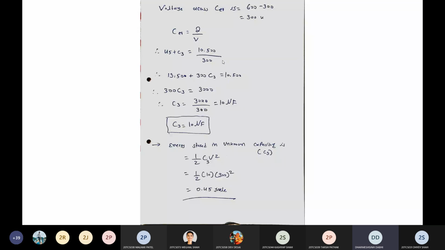45 is in microfarad, so multiply by 10 raised to minus 6. And if I measure the C3 capacitance also in microfarad, then again C3 is multiplied by 10 raised to minus 6. In the same way, on the right hand side this is 10,500 microcoulomb. So if I again multiply with 10 raised to minus 6, on both sides 10 raised to minus 6 is common, so both cancel out and we get the same value.